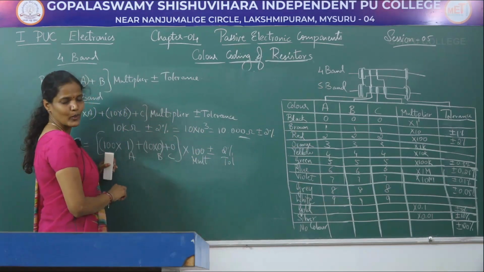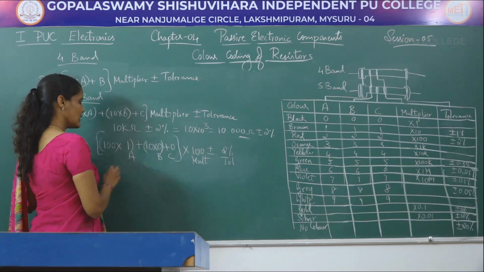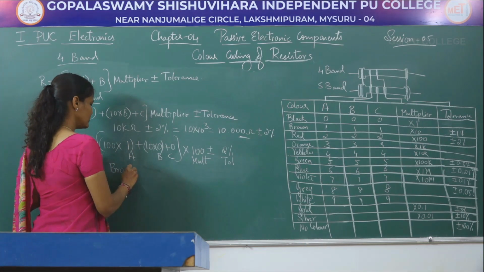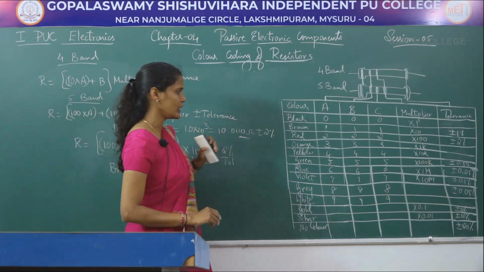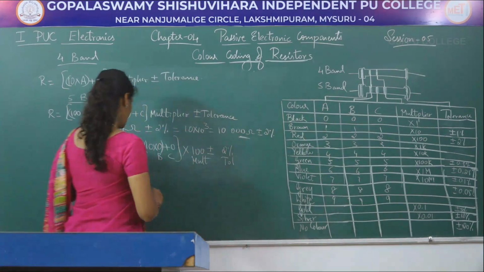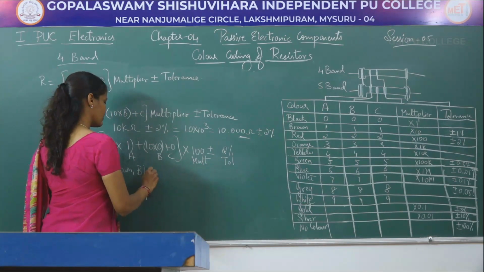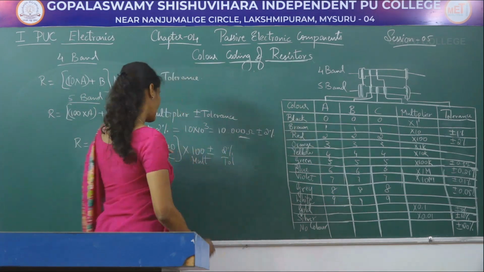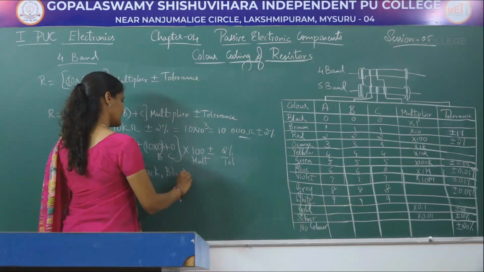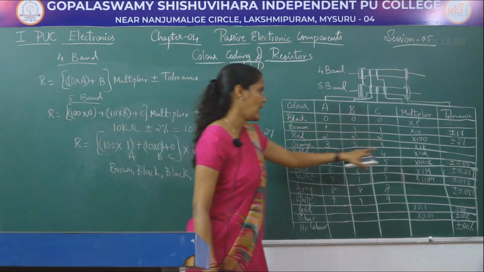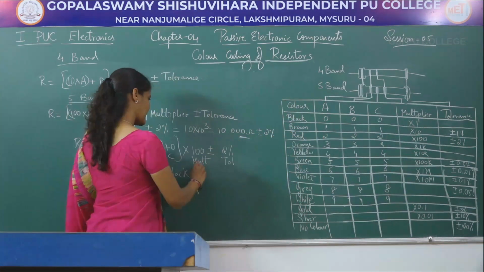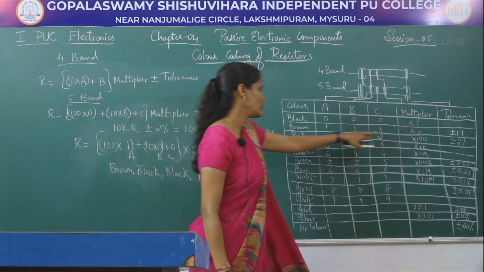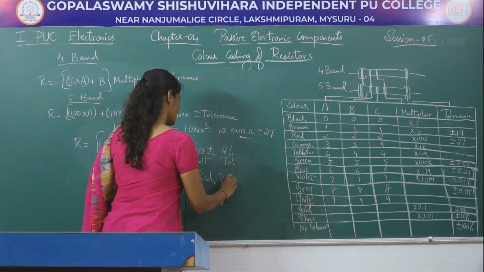So A value is equal to 1 and the color which corresponds to the numerical value 1 is equal to brown. B value is equal to 0, then the color will be equal to black. C value is also equal to 0 and again the color is equal to black. Multiplier is 100, that is equal to red, and the tolerance value is 2%, again the color is equal to red.